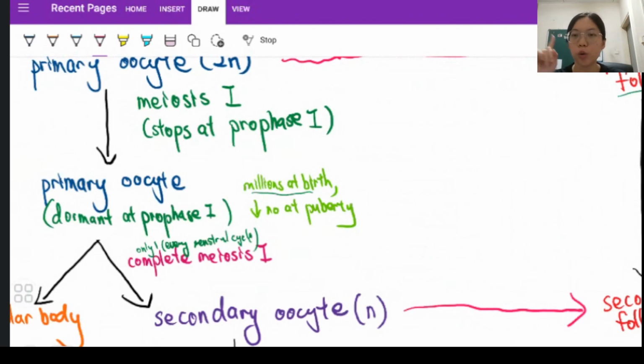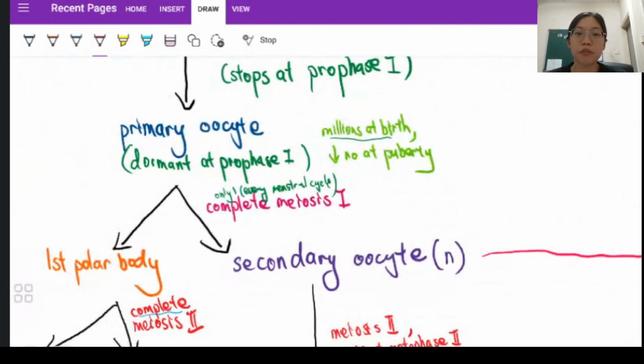Every menstrual cycle, even though there are a lot of them, only one primary oocyte will complete meiosis one to form the first polar body and a secondary oocyte. Only one. Remember, only one. It will complete meiosis one. Meiosis one is finally completed at puberty, during the menstrual cycle. Every menstrual cycle, one will complete meiosis one to form the first polar body and the secondary oocyte.